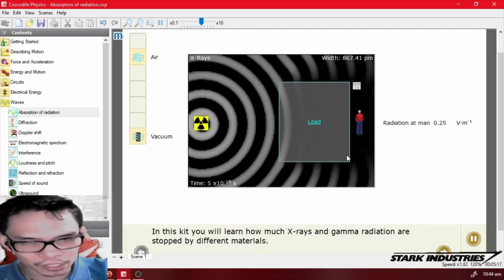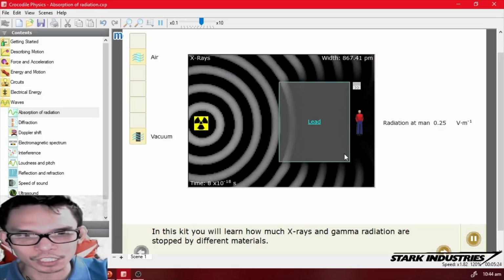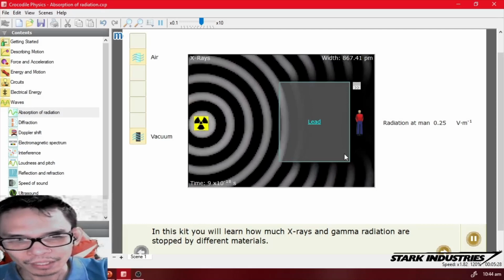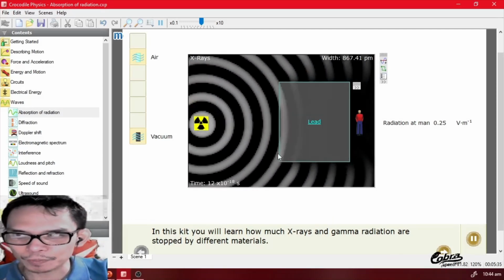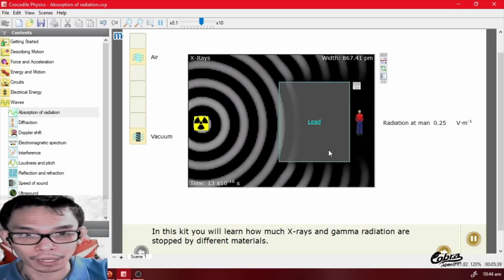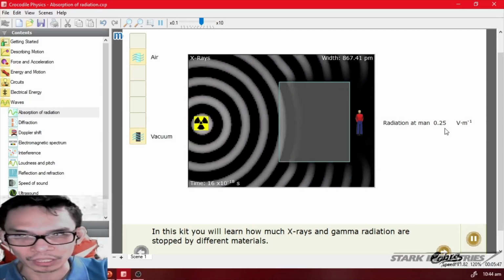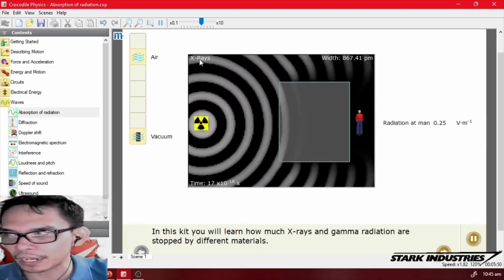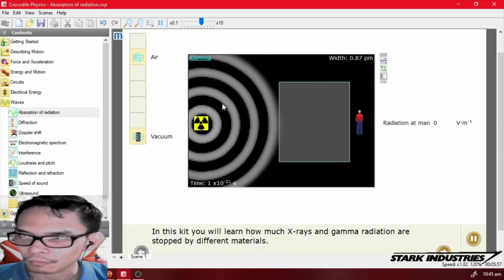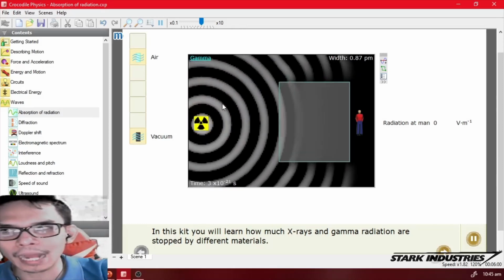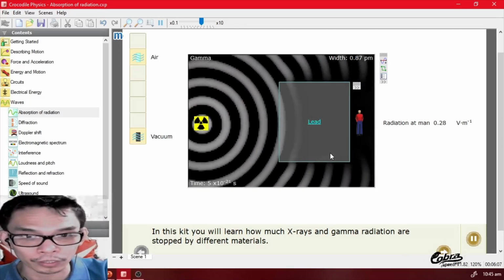Lead is a good material in shielding us from ionizing radiation. It must be this thick in order to protect you from radiation. As you can see, from 59 earlier we now have 0.25. Now if X-ray cannot penetrate, let's try gamma rays. Also with the gamma ray, it cannot penetrate through the lead wall that we have right here.